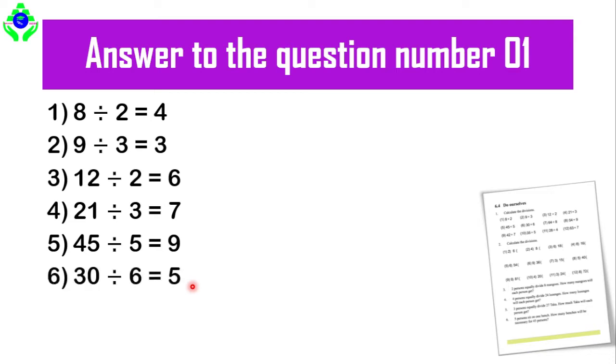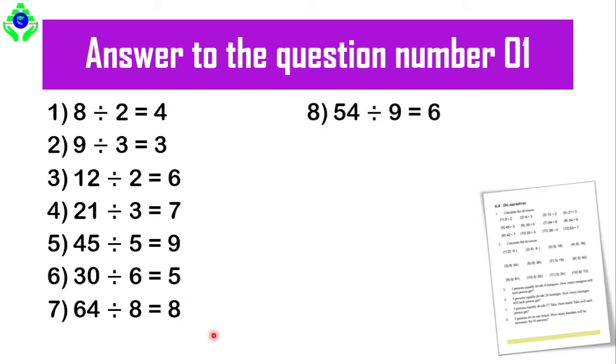Question number 6 is 30 divided by 6 is equal to what? If we divide 30 into 6 different parts, the answer will be 5. Question number 7, 64 divided by 8 is equal to what? The answer will be 8. Question number 8, 54 divided by 9 is equal to what? The answer will be 6.